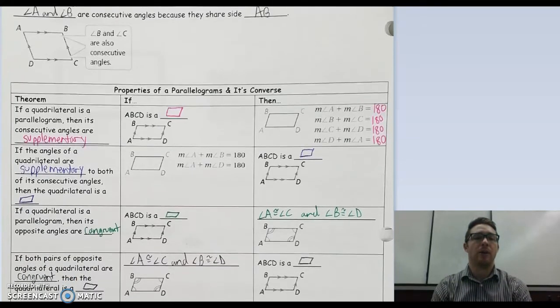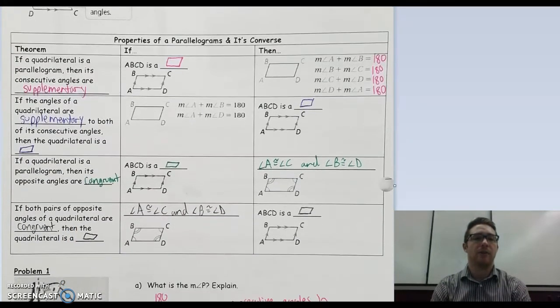A few more properties we can use now that we've defined the term consecutive: any parallelogram will have consecutive angles that are supplementary. For example, if I have my quadrilateral given, then A and B will add up to 180, and so will B and C, C and D, D and A. Any two consecutive angles should be supplementary. And again, there's a converse, so if I start with a figure where the consecutive angles are supplementary, that's enough proof to figure out that something is a parallelogram.